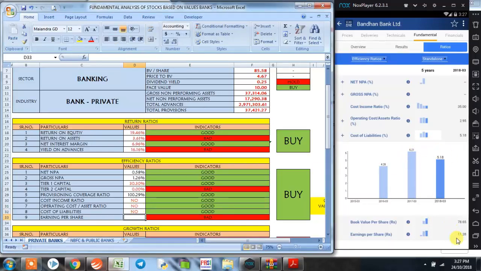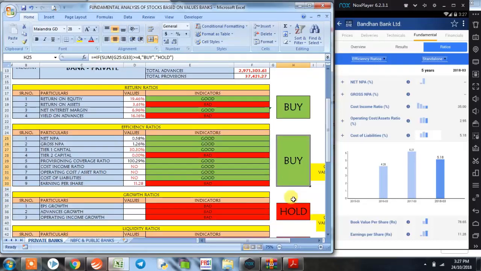Now earning per share is 11.28. This is the trailing EPS. Now overall efficiency ratio has also given us a signal to buy the stock at this point of time.